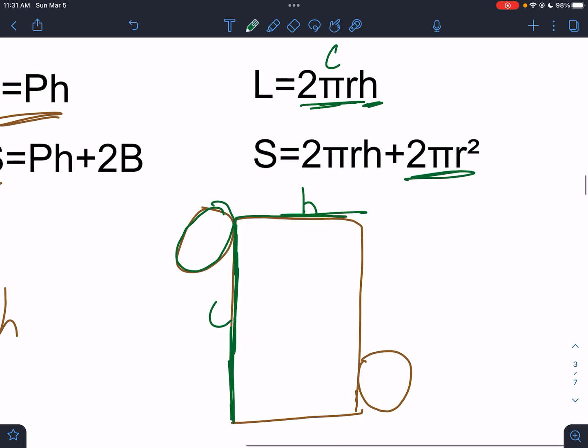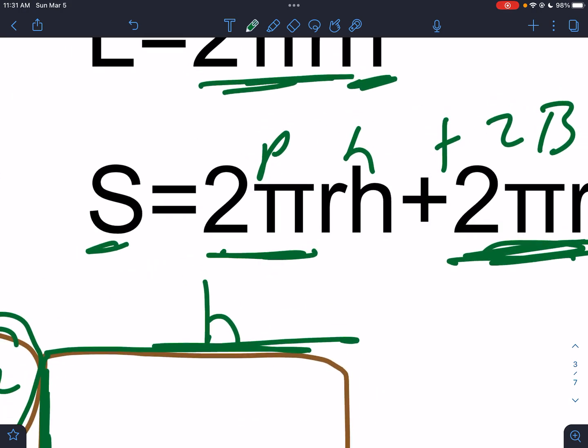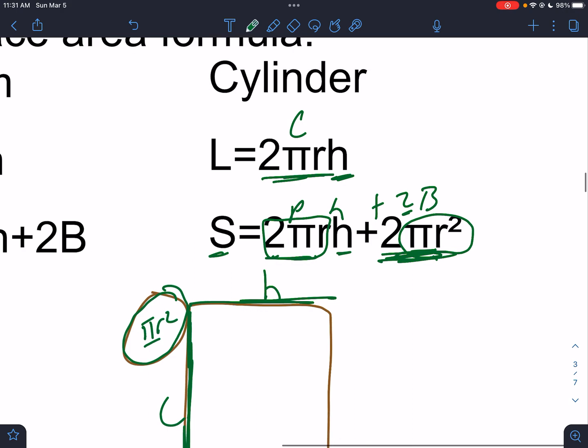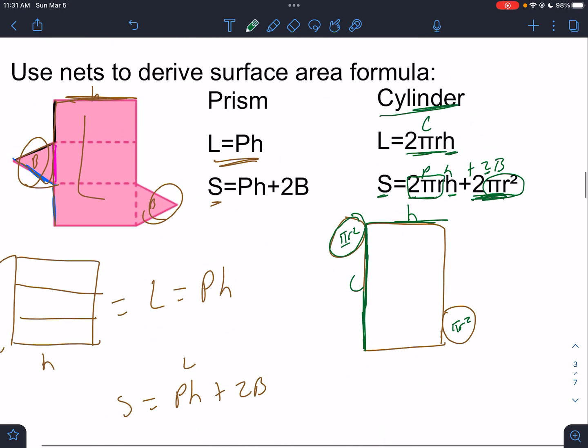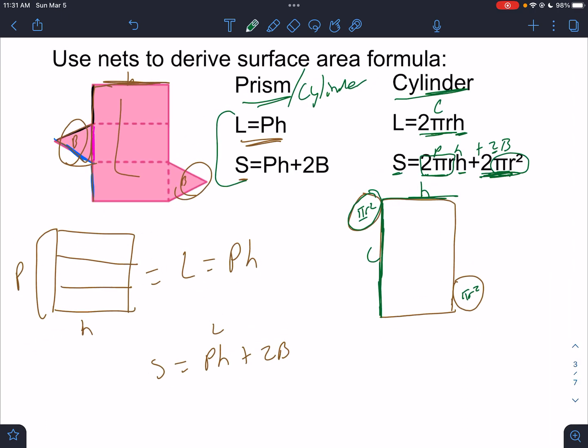And then what is this? Well, the area of a circle is pi r squared. So you need to add in 2 pi r squared to get the total. So again, this is really just Ph plus 2B. It's just that P is 2 pi r, that's the circumference of a circle, times h, that's the height of that rectangle, plus pi r squared, that's the area of one circle, times 2, because there's two circles. So really the cylinder and the prism follow the exact same formula. And a lot of times they write prism slash cylinder, and they just give you those two, and they expect you to know how to do it specifically for the circle.